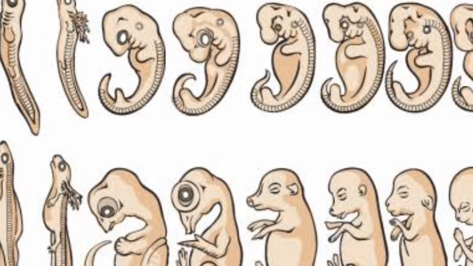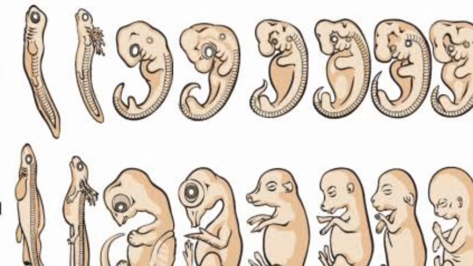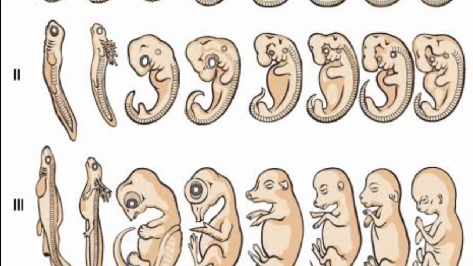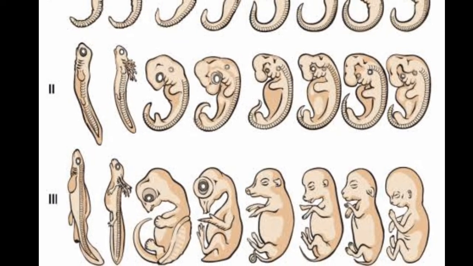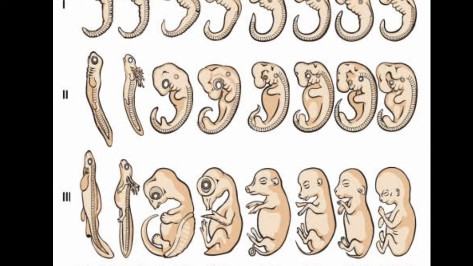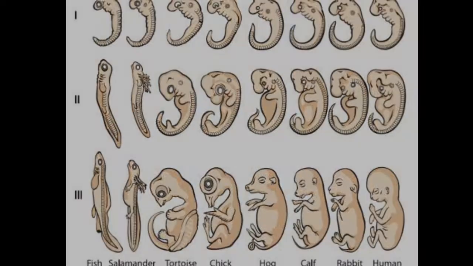Similarities of embryos. Observe some organisms' embryos and it shows that all embryos have gill slits, which suggests that the similarities are evidence that all vertebrates share common ancestors.